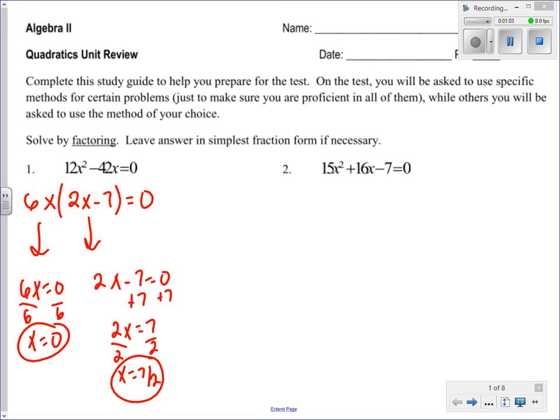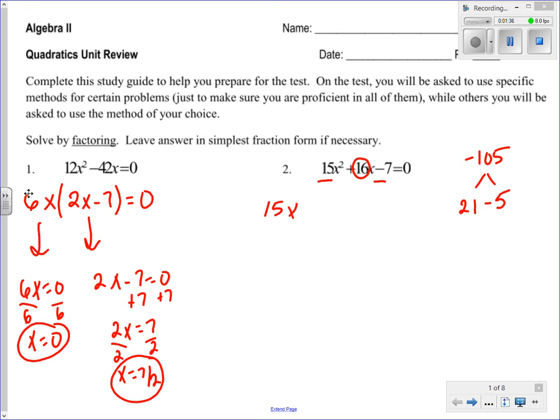Number 2, in factoring, that would be split the middle. So you would do 15 times negative 7. That gets you negative 105. And then we need to find the factors of negative 105. You can list a bunch of them to save time. I know that 21 and 5 work. We have to decide which one to make negative. So since we have this positive 16, we need to do 21 minus 5 to get a positive 16. So that's why the 5 would be negative here.